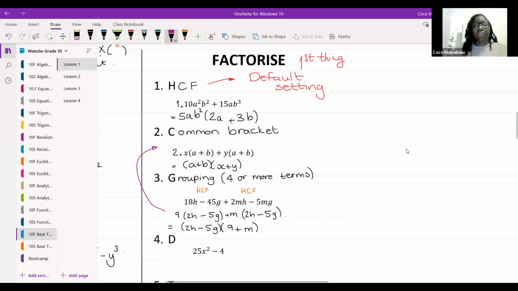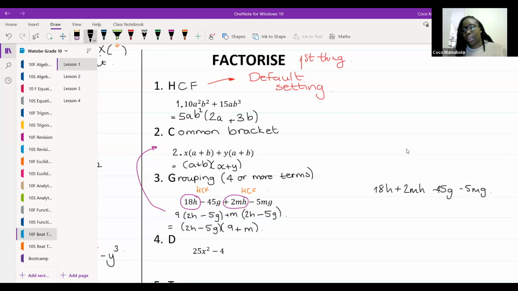If I group them by the variable, guys, I'm going to take 18H and I'm going to group it with 2MH because they both have H in them, right? So I can have 18H plus 2MH. And then what I'm going to have left over is negative 45G minus 5MG. All right. Now, if I take the first 2 out, guys, what is my common factor over here? What is my common factor?